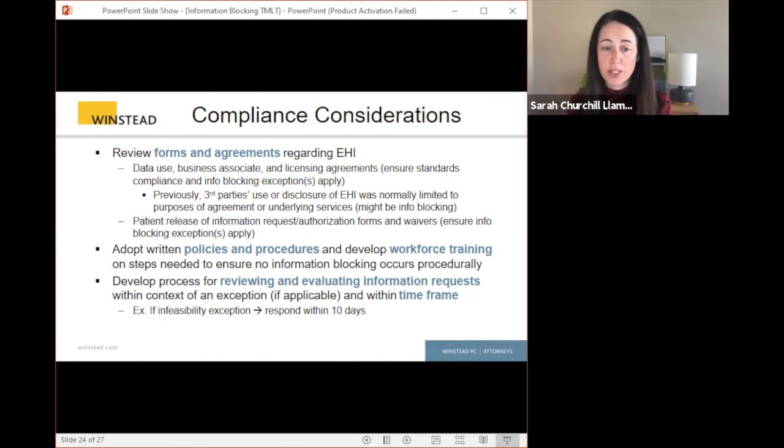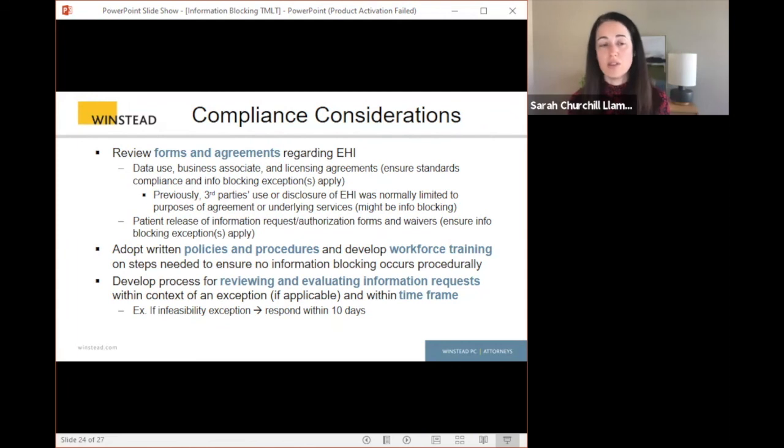You want to make sure your patient release of information requests and authorization forms and waivers probably will need to be modified, and make sure that you have a place to document which exceptions potentially you're applying and why. You want to be able to document that, kind of similar to what you would do under HIPAA, except they're different exceptions, and it has to be done every time. And so you want to have good forms and processes so that your staff are doing what they need to do to not just inadvertently run afoul of this rule.